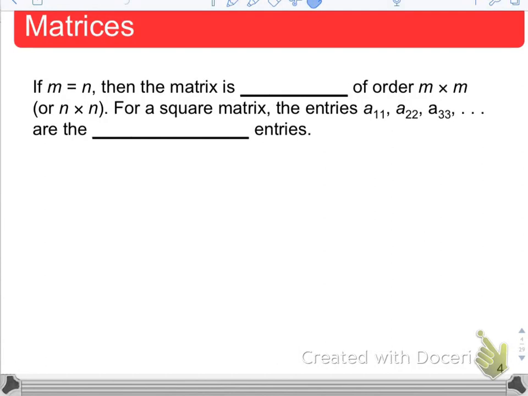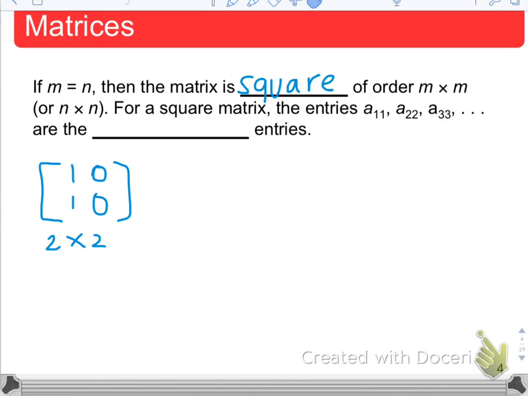Okay. If m is equal to n, then the matrix is called square, because it looks square, right? For example, a 2 by 2 matrix, 1, 1, 0, 0. It's square, right? 3 by 3, 4 by 4. So if it has order m by m, or n by n, it is square.